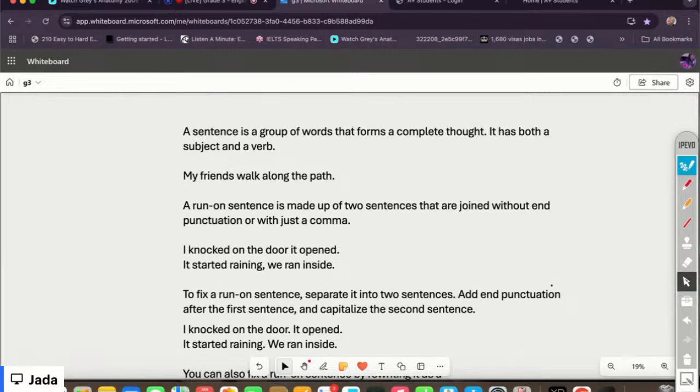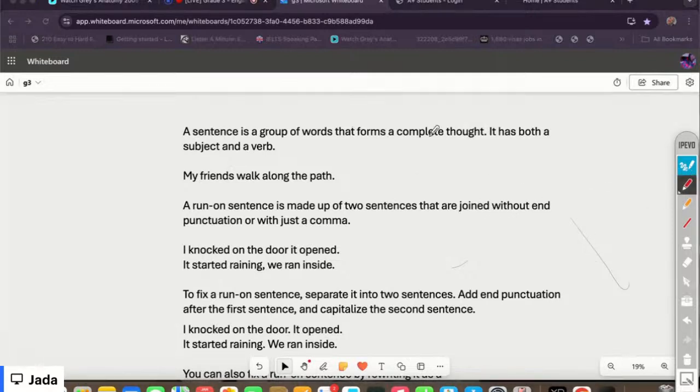Okay, so we have the complete sentence, which is still the same, having those subject and verb.